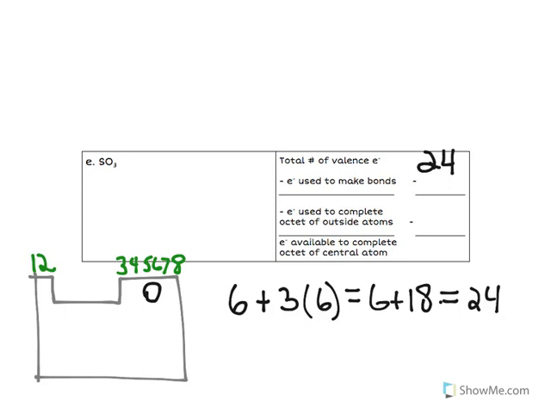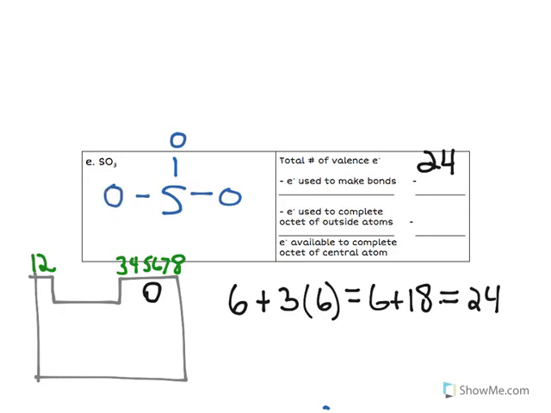Now I need to pick the central atom. The central atom is the one that is going to be in the middle. Carbon is often a central atom. Hydrogen never is. The halogens are rarely the central atom. And usually it's the first element or the one that there's only one atom of. So in this case, it's going to be sulfur. And so I put sulfur in the middle and draw 3 oxygens around it.